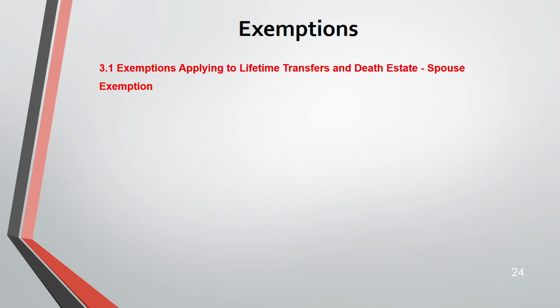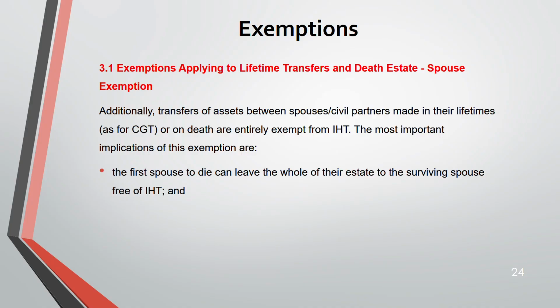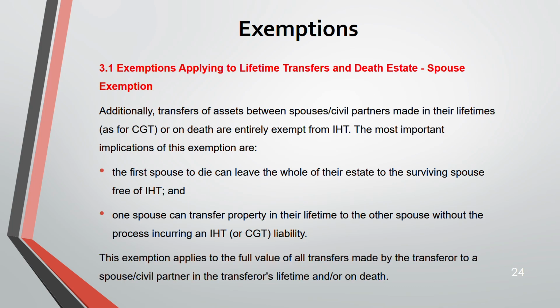Next, whether on the death estate or lifetime transfer, both, if it's a spouse transfer, the total amount is exempted, known as the spouse exemption. They're entirely exempt from IHT. The most important implications of these exemptions are: the first spouse to die, whoever is first, either the husband or the wife, can leave the whole of their estate to the surviving spouse, which is free of IHT. And one spouse can transfer property in their lifetime to the other spouse without incurring IHT or CGT. So these are the two main implications.